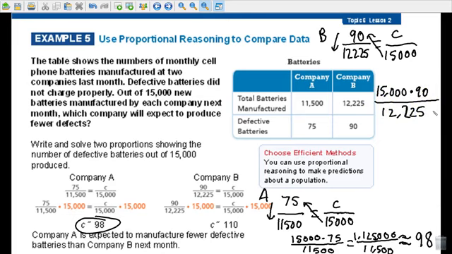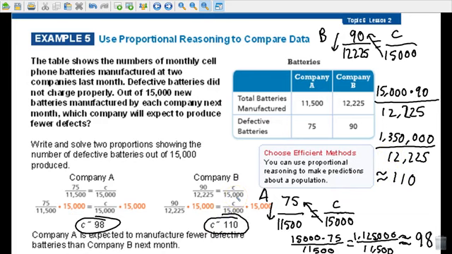So 15,000 times 90 equals 1,350,000. And we will divide that by 12,225. And we get approximately 110. Approximately. That's what these squiggly lines mean. Equal signs are straight lines. Approximately are squiggly lines. So 110, and that's what we get over here. So should we go with company A or company B?